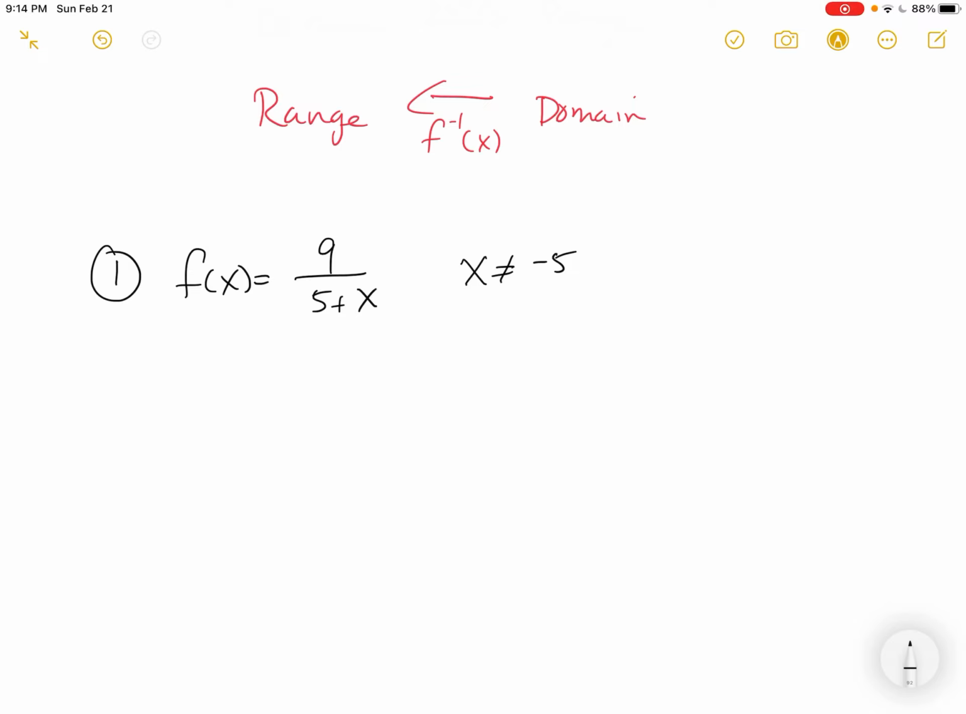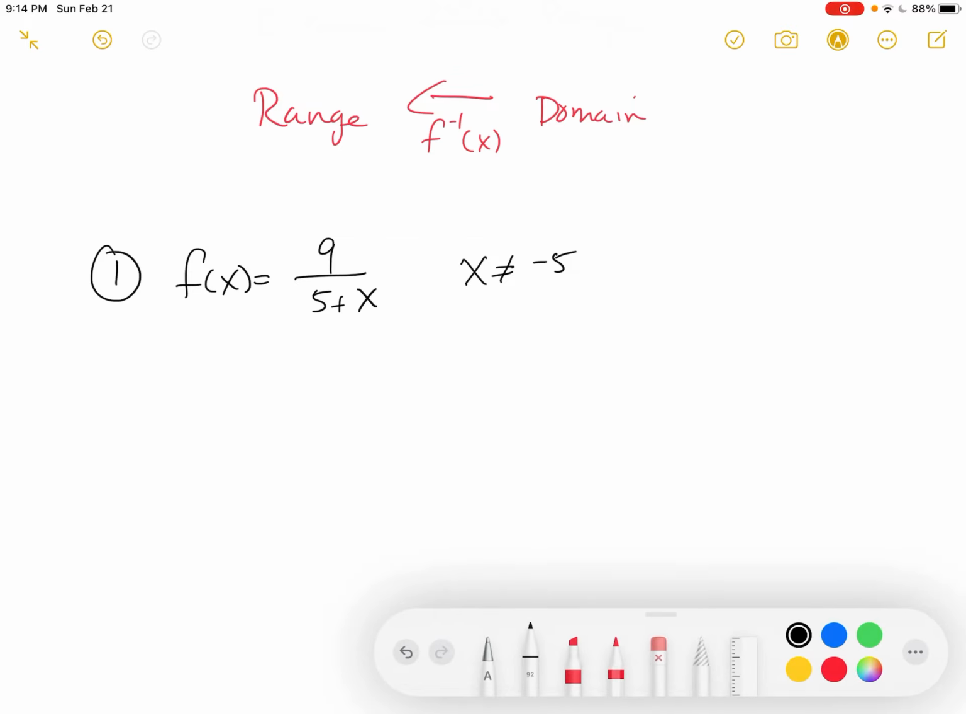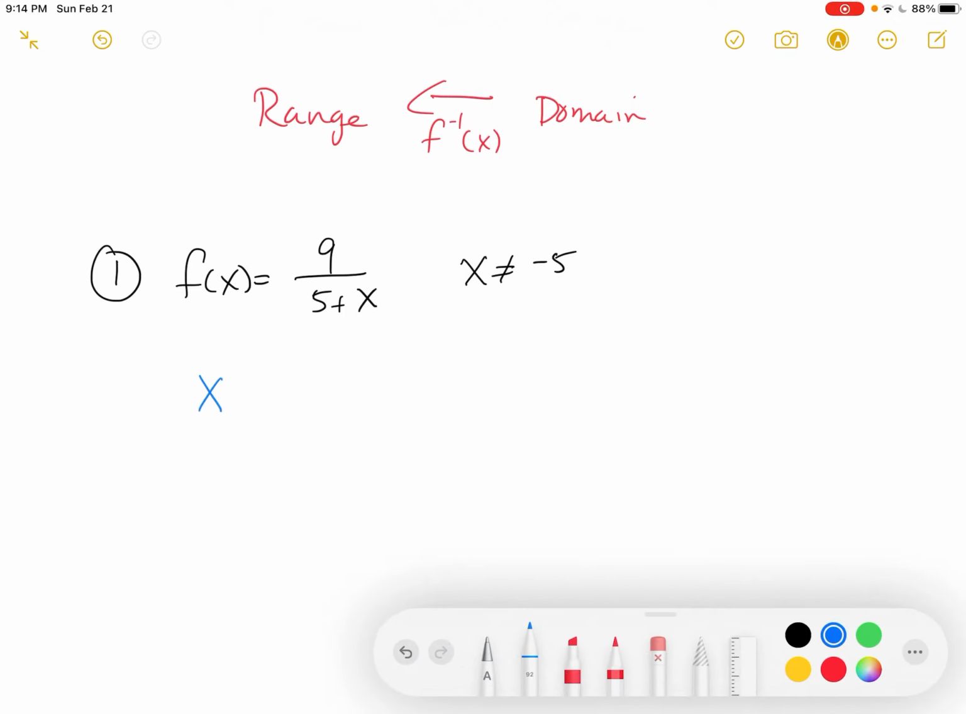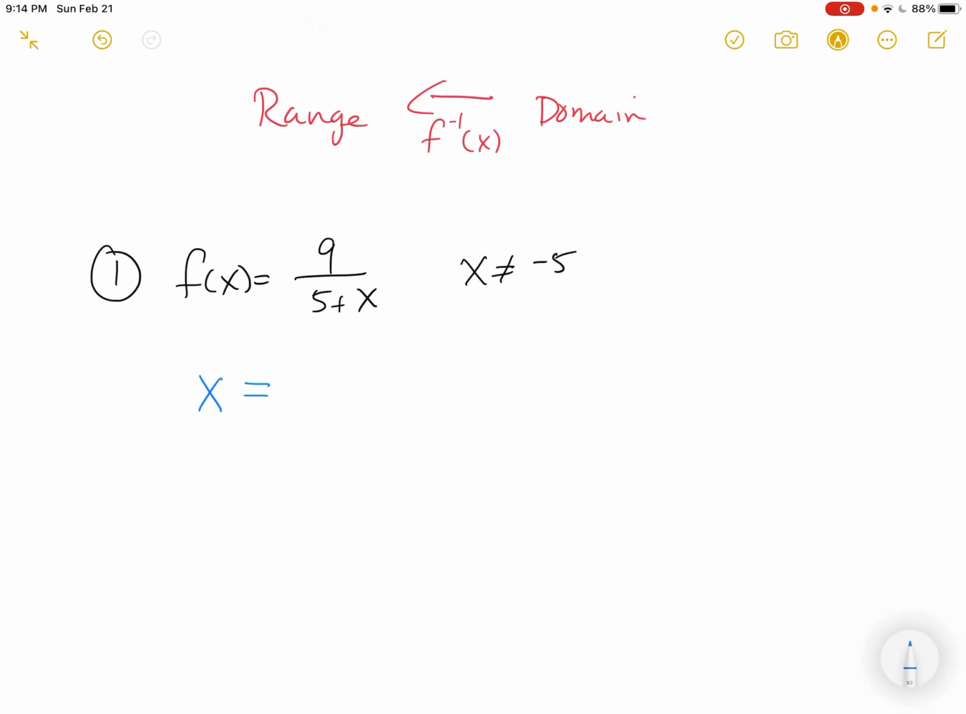Let's go find f inverse. So how do we find f inverse? No problem. Remember what you did back in intermediate algebra that you'll continue to do today: you interchange the roles of x and y. So to get the inverse function, you let f of x, which is traditionally y, be x, equal to 9 over 5 plus y. And you solve for y. We've got to get it up out of the bottom, so we multiply both sides by 5 plus y.